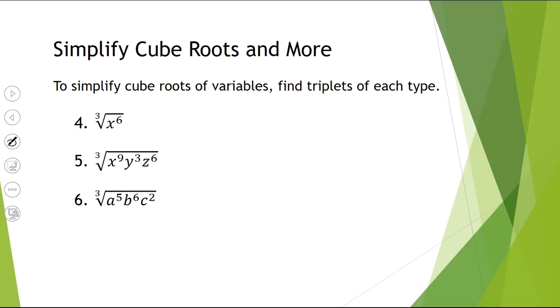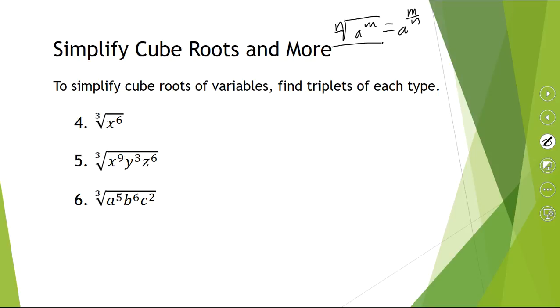And last but not least, we have cube roots of variables. There are 2 ways you can go about this. You can use the rule that we mentioned previously, which was the nth root of a to the m equals a to the m over n. So you can take it from radical form into exponent form. But there's another way which I'll show you as well.